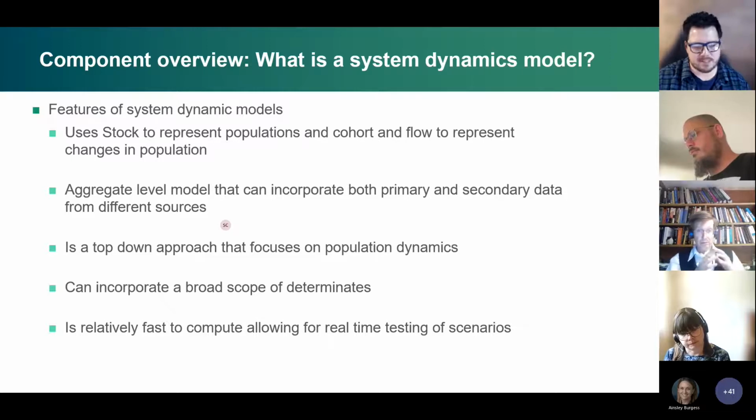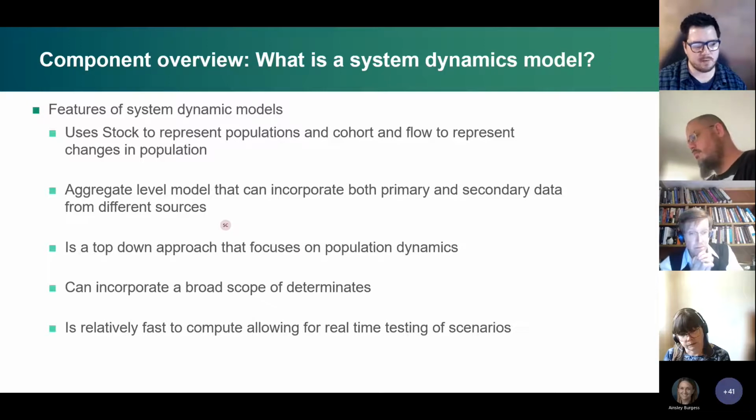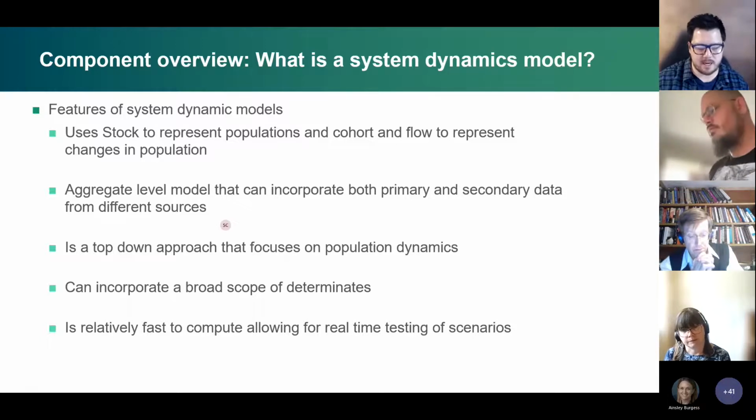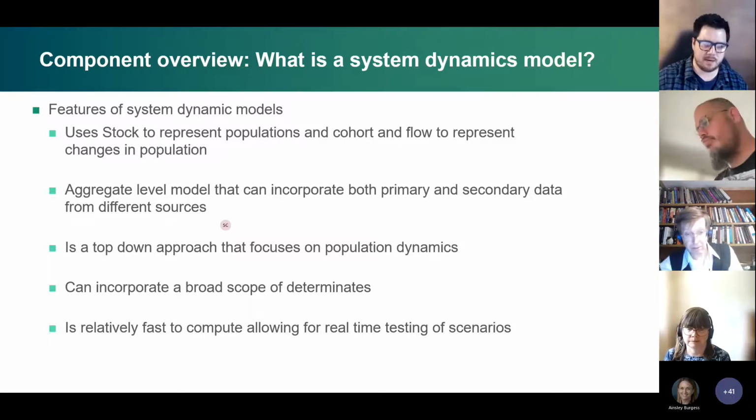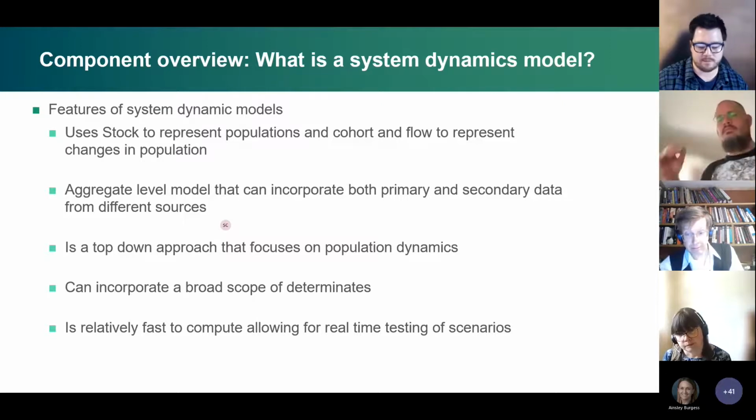But that allows us to have quite a broad scope of determinants, so it's much easier to find data and use data to specify specific determinants that we believe to be important in childhood obesity. And the data requirements used to specify a system dynamic model are a bit lighter than you might find in agent-based models, so that works in our favor. Additionally, it's relatively fast to compute, so we can have that real-time testing in an interface and allow users to test their different scenarios and see the results lay out in real time.